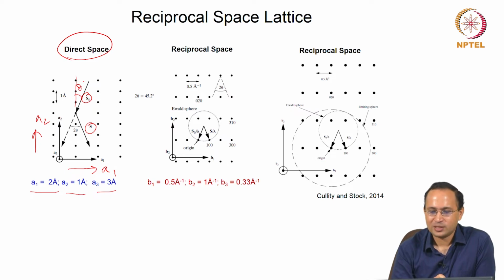Now, in the reciprocal space, how do we construct reciprocal space? Again the same principle. Suppose you have to write B1, B1 will be A2 cross A3 over A1 dot A2 cross A3. You can try that, you will find that B1 is 0.5 angstrom inverse.